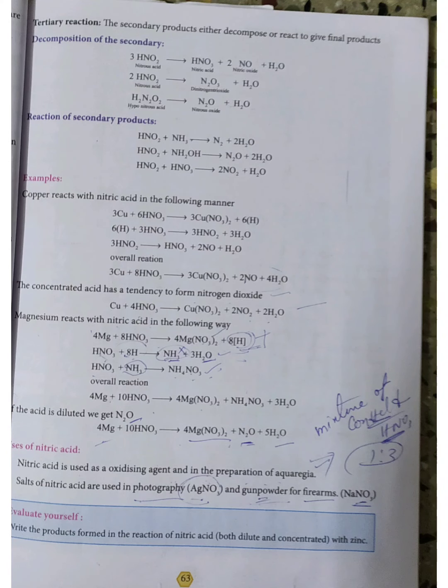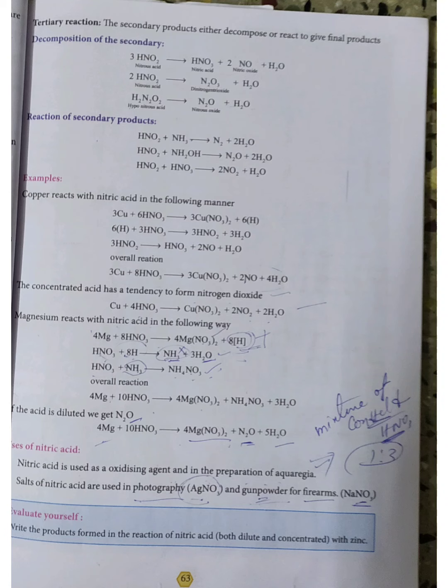Next, after the primary and secondary reactions comes the tertiary reaction: the secondary products either decompose or react to give final products. First, the decomposition of secondary products. Nitrous acid will be decomposed; it will give nitric acid, nitrogen monoxide and water molecule. Nitrous acid is also decomposed to give dinitrogen trioxide and water molecule. Hyponitrous acid will undergo decomposition and give nitrous oxide and water molecule as the product.